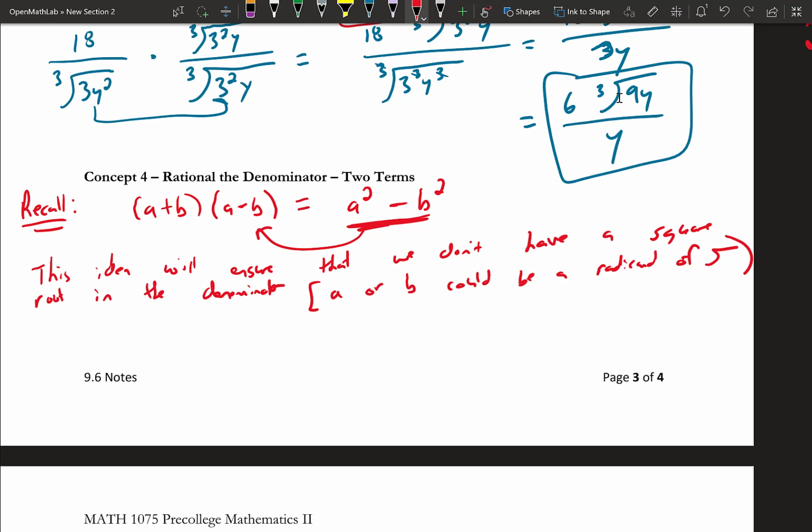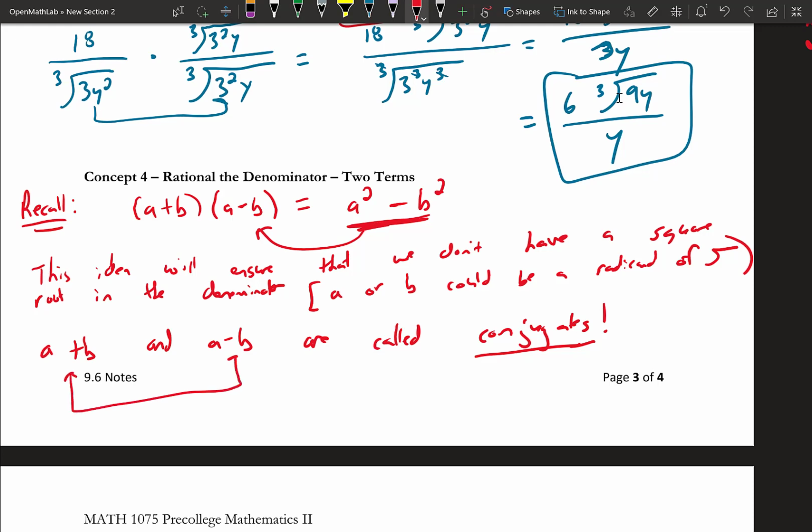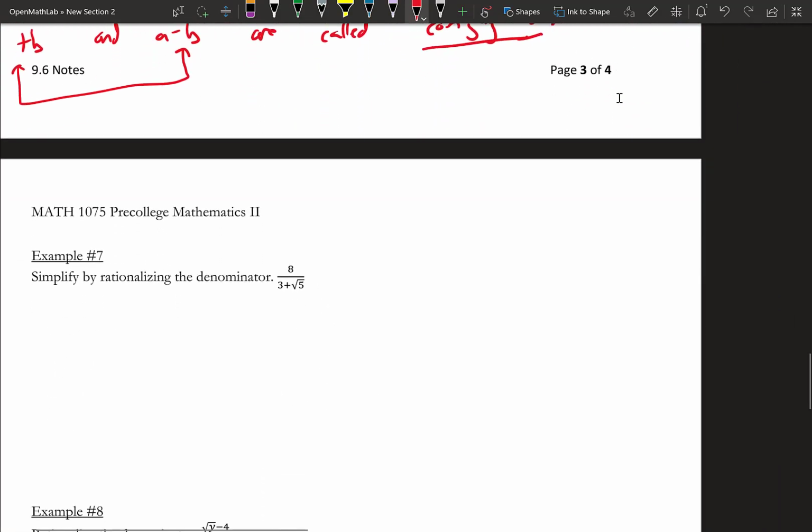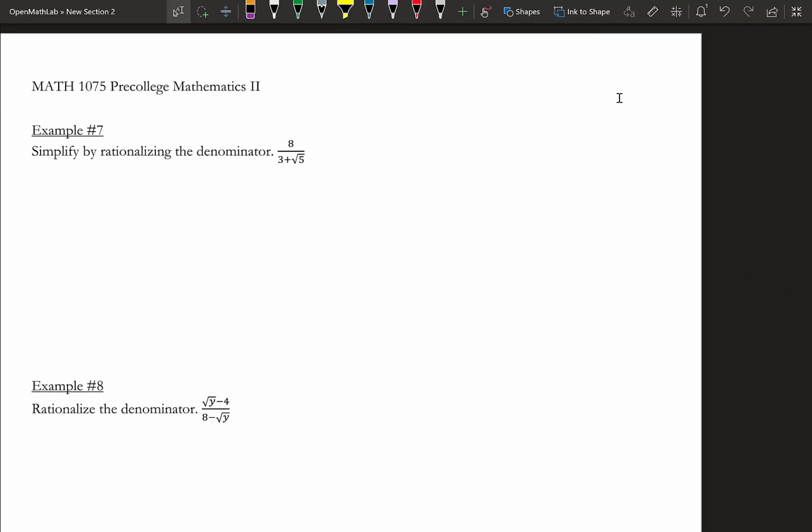And just another note here is that this idea of a plus b and a minus b, these are called conjugates. Right? So if you have a binomial and you just change the sign in the middle, those are called conjugates, right? Notice that they look the same except for the sign in between. So if you have a minus b, then you would write a plus b to be the conjugate, or if you had a plus b listed, then a minus b would be the conjugate, right? So those are conjugates of each other. So that's going to be helpful with rationalizing the denominator, right?